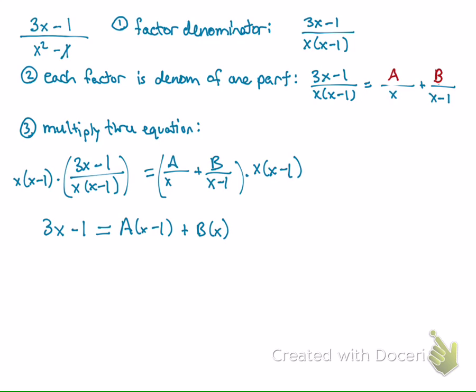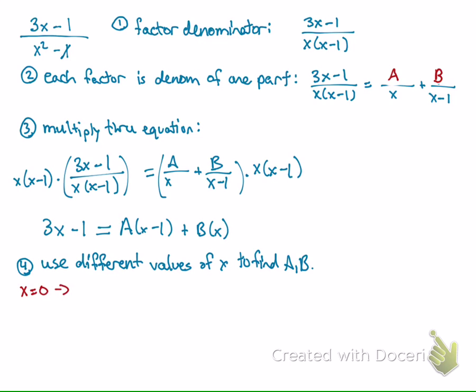Okay, that may be a slightly nicer equation to work with, but what good is it? Well, I can substitute in different values of x, whatever values I want, to find a and b. The idea is this function 3x minus 1 should exactly equal the function a times x minus 1 plus b times x. So whatever value of x I put in needs to make that true.